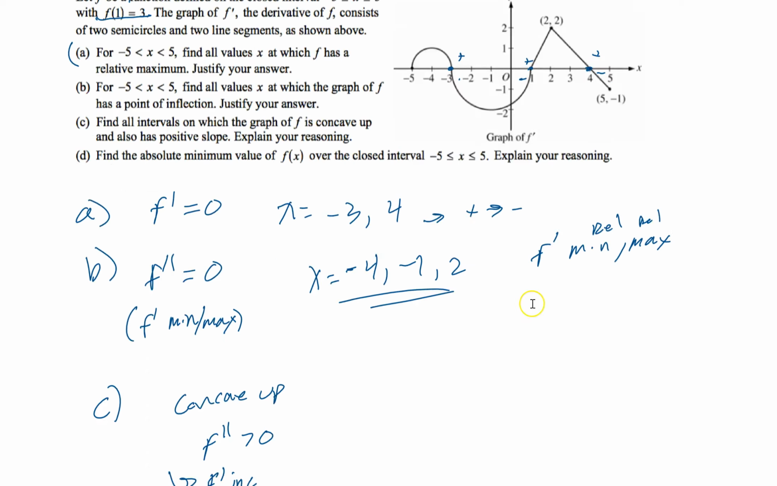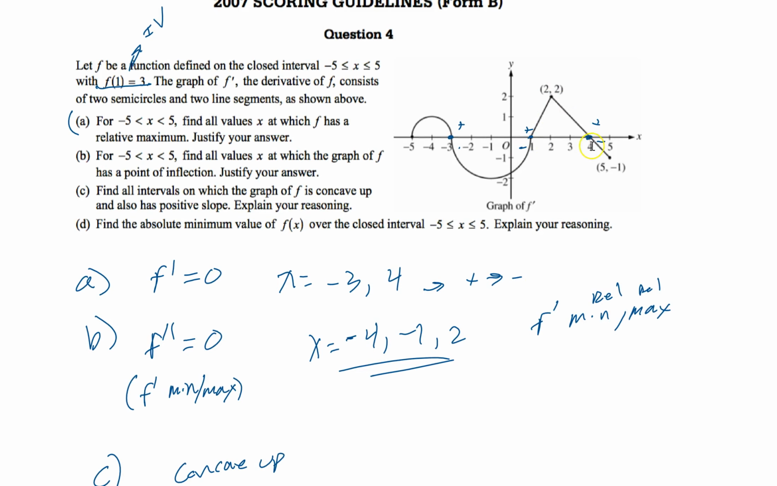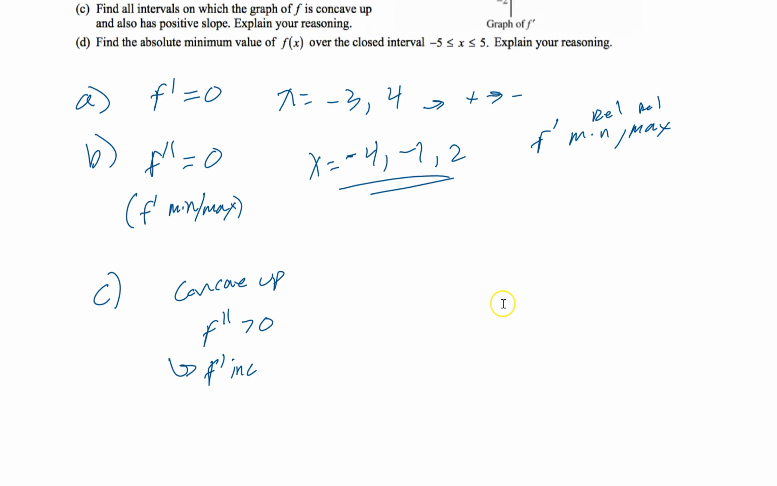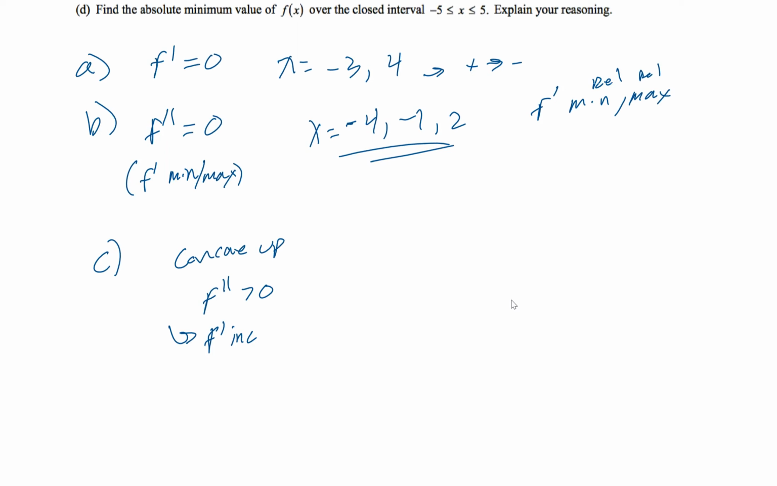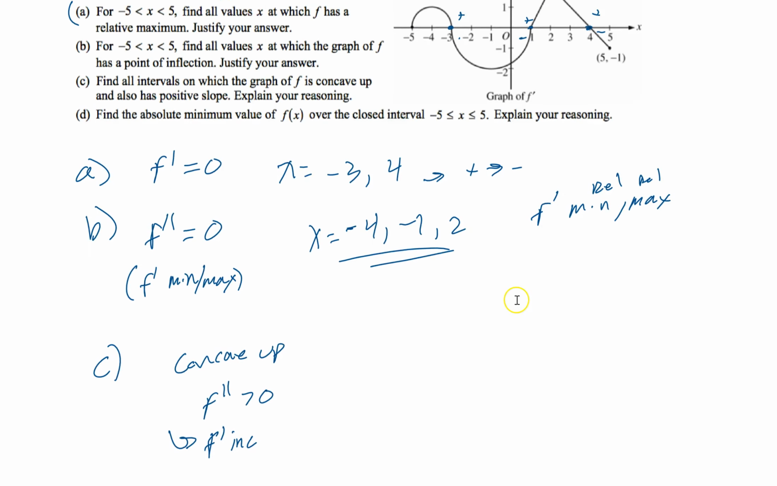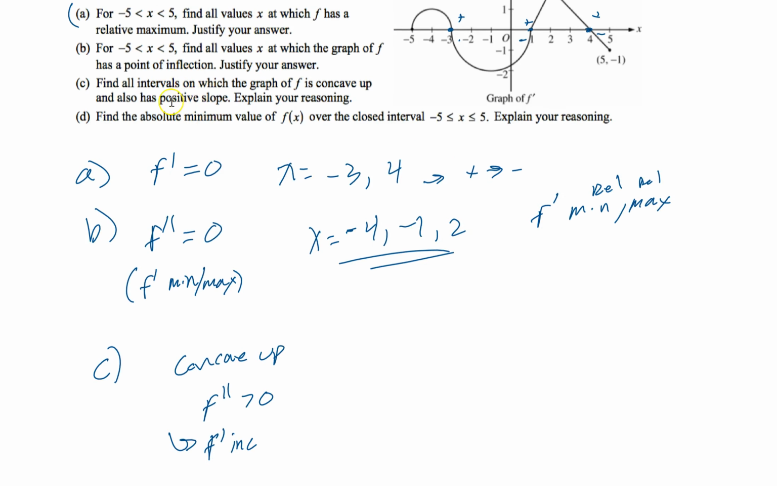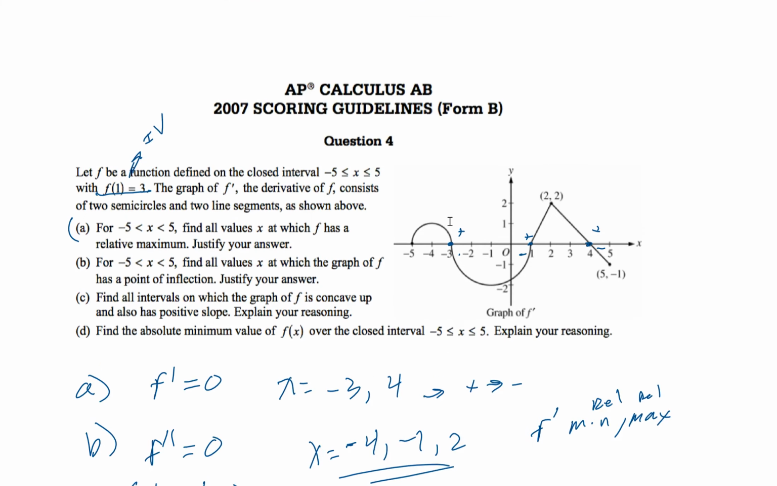Right, so where f prime is increasing, its derivative is positive. That's what we're looking for. So second derivative greater than 0 means the first derivative is increasing. And it also wants to know when f has a positive slope. That's just a fancy way of saying f prime is positive. So let's tackle these both ways. So let's do increasing first.